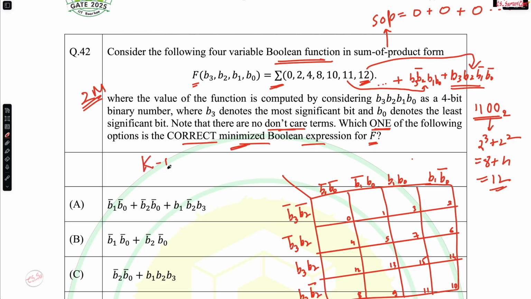K-maps are used for minimization of Boolean expressions, right? This is the expression that has been given to us. Obviously, these decimal numbers sometimes frighten the student if he has not studied this before, but they represent this kind of expression. All of these numbers can be represented like this, if you were able to follow, right? They can be written like this.